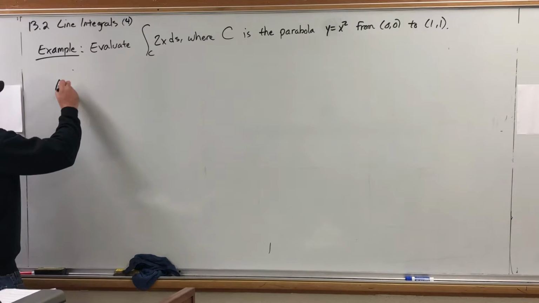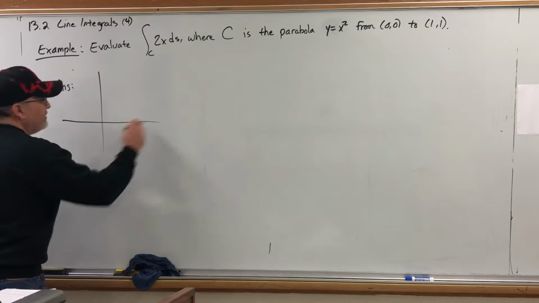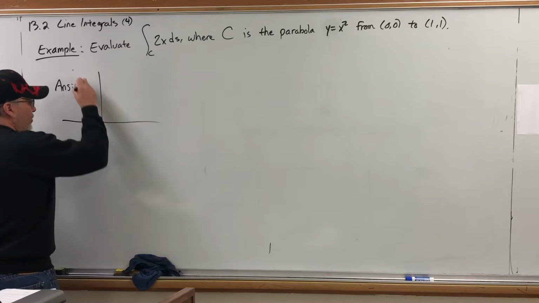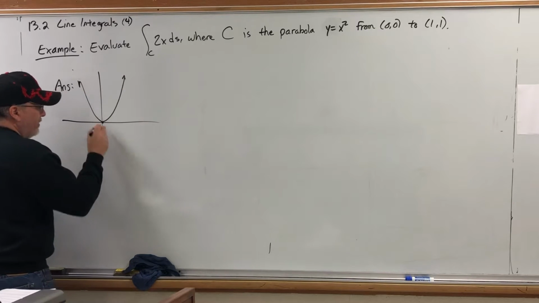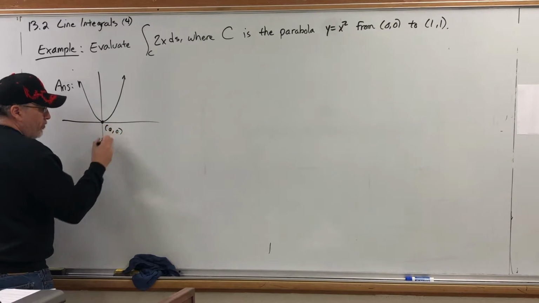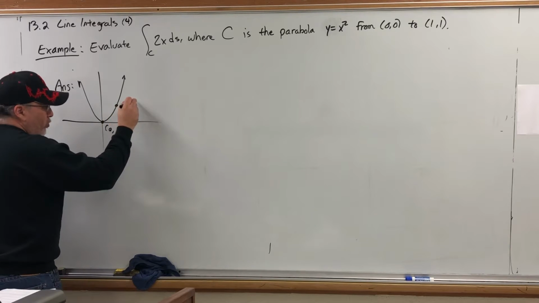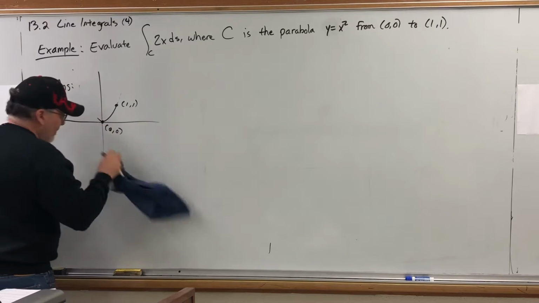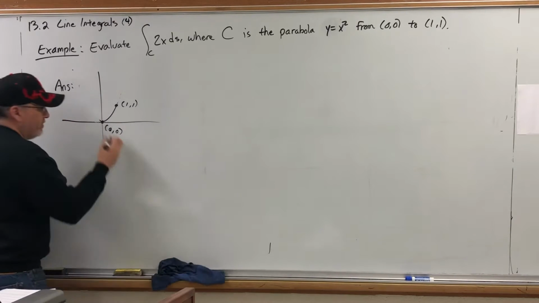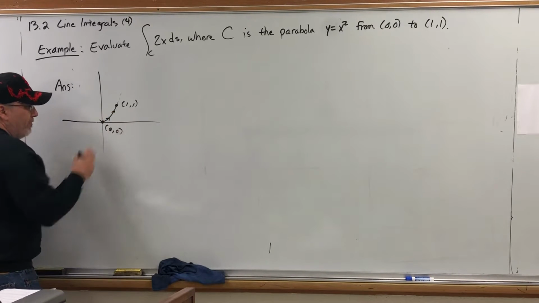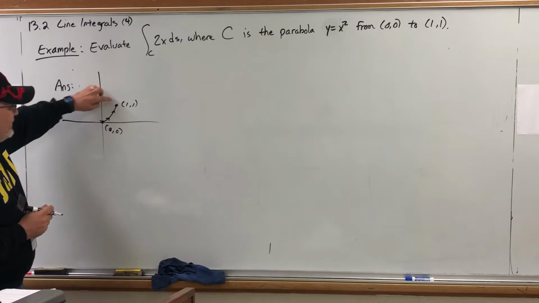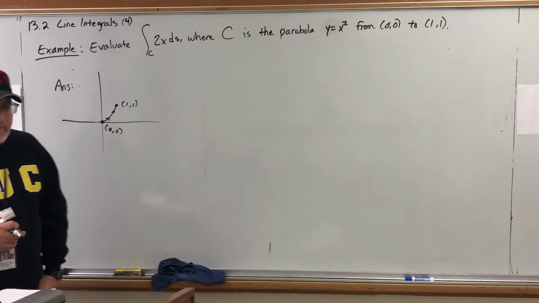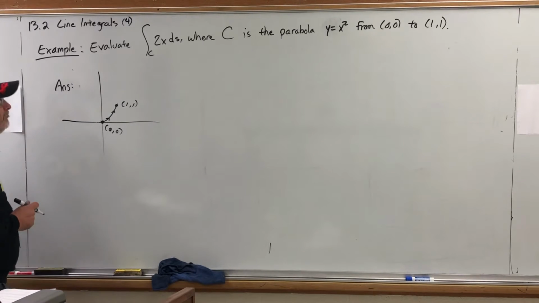Let's start by sketching the curve that we're integrating over and defining it parametrically. You all should know what a parabola looks like. But we're only looking at the portion of the parabola from the origin to the point 1, 1, so we can get rid of the rest of it. And we'll define the orientation from the origin to the point 1, 1. But we don't have to define it that way. A line integral is actually independent of the direction, but we'll worry about that later.